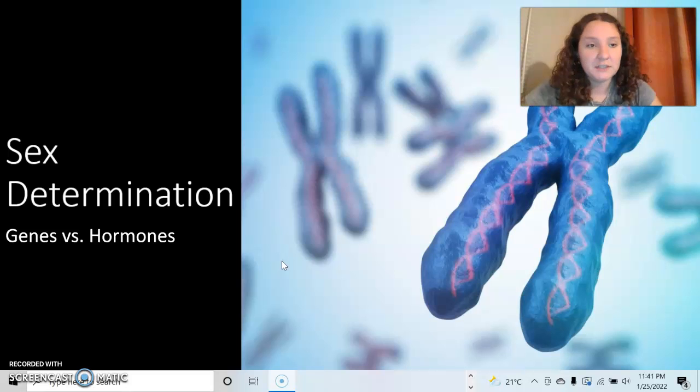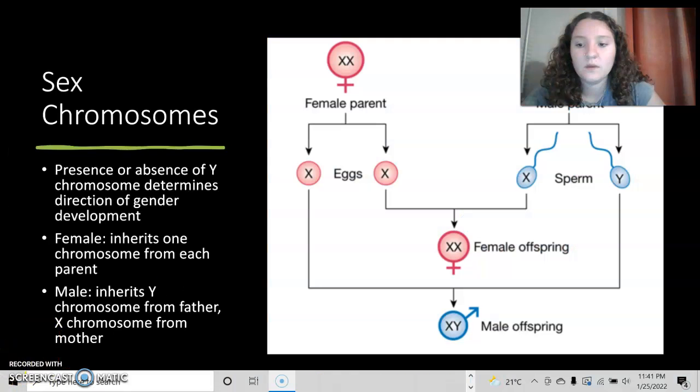Today we'll be looking at genes and hormones and the role they play when it comes to sex determination. So just a general overview, each nucleated cell in the body contains 46 chromosomes, or 22 pairs of autosomes and one pair of sex chromosomes. This pair of sex chromosomes will direct the development of internal and external sex organs.